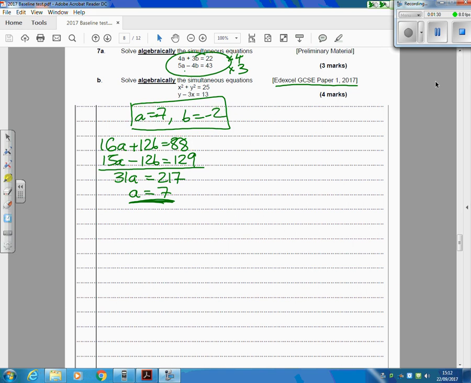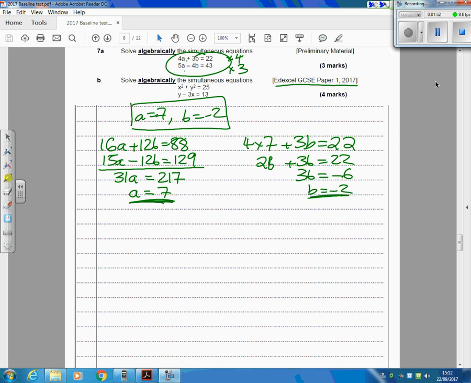If you know that A equals 7, you then put it back in here. 4 times 7 plus 3B's equals 22. So that's 28 plus 3B's equals 22. 3B's equals -6. B is -2.